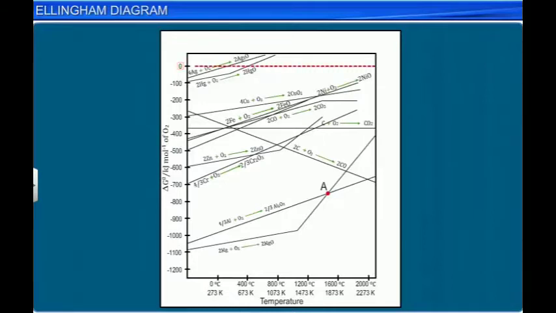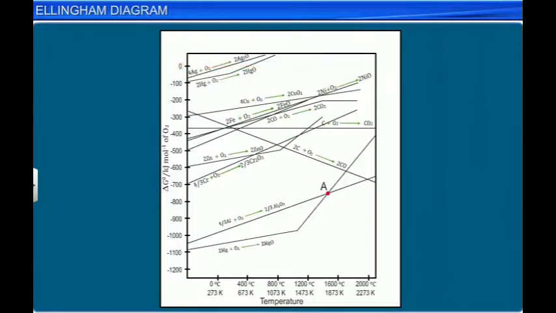The third feature is that when the temperature is raised, a point will be reached where the graph crosses the line delta G is equal to 0. Below this temperature, the free energy for formation of the oxide is negative, so the oxide is stable. Above this temperature, the free energy of formation of the oxide is positive. The oxide becomes unstable and will decompose into metal and dioxygen.